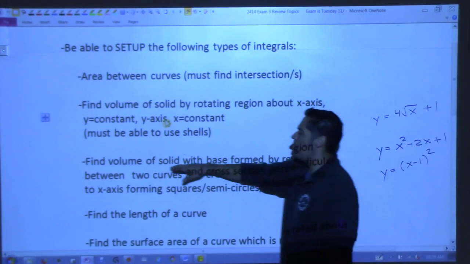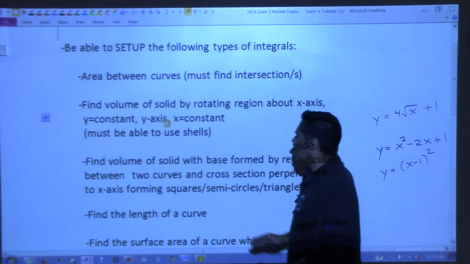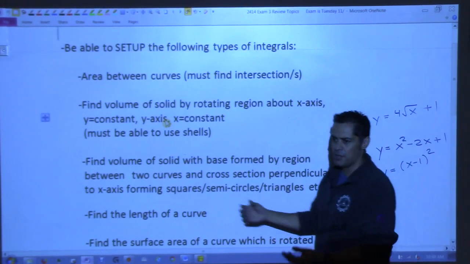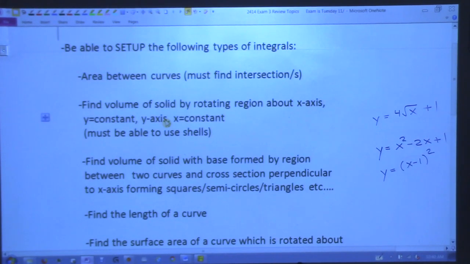Well, I say find the volume, but remember, this all lies under setup only. Find the volume of a solid with the base formed by a region between two curves and cross sections perpendicular to the x-axis forming either squares, semicircles, triangles, etc. Right? So one of those.